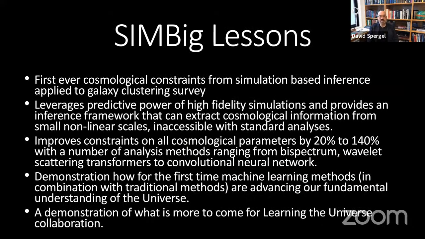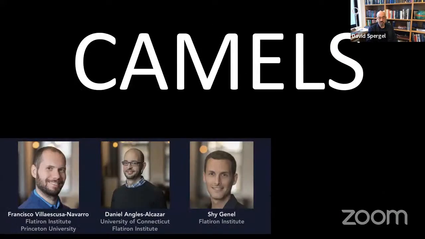So what are some of the lessons here? We can see improvements on parameters often up to a factor of two. That represents taking as much as four times as much data, so it's an enormous advance. It's making use of higher order statistics. I think it's a demonstration of what's to come from applying machine learning to large-scale structure.